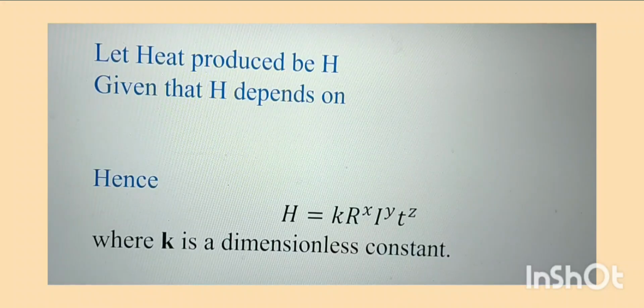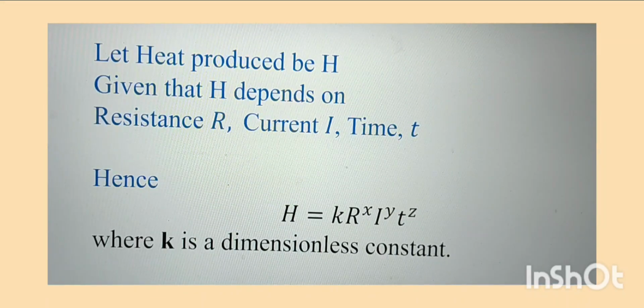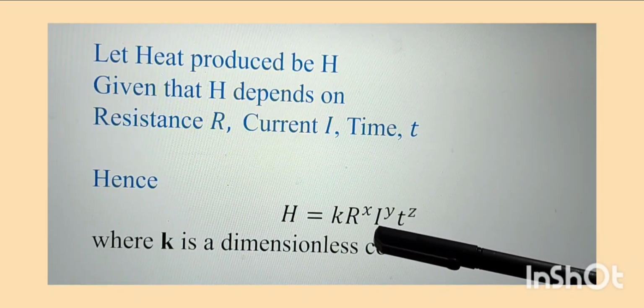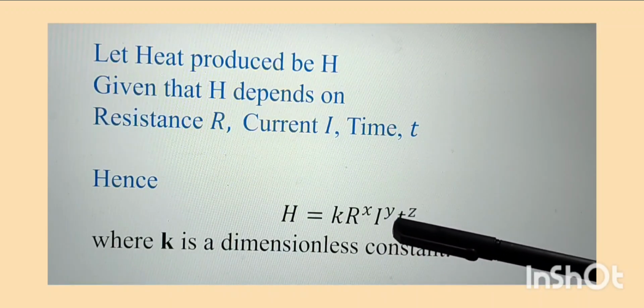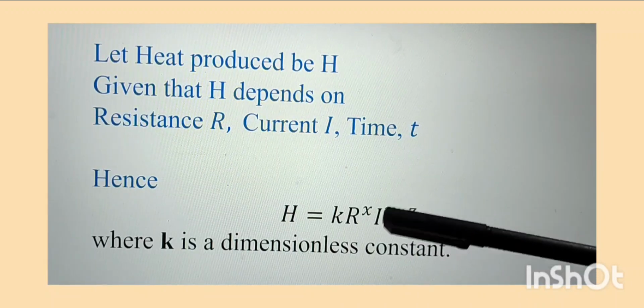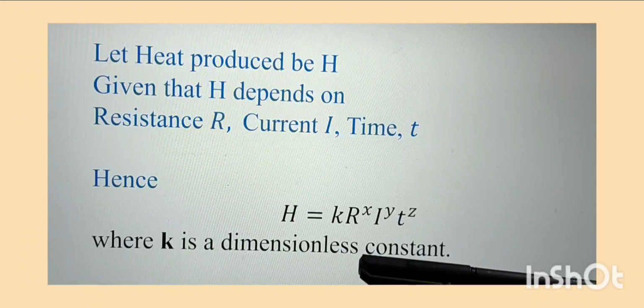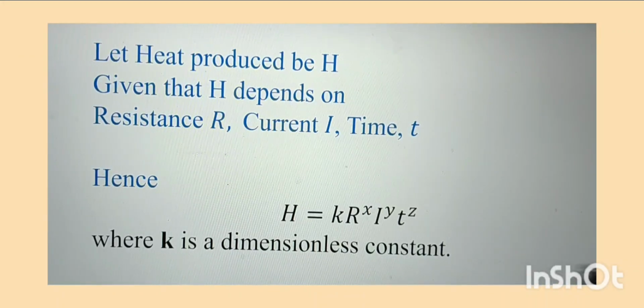So, here we consider heat produced to be H. Given that H depends on resistance R, current I, time T, the three factors. So, we can say H equals K R to the power X, I to the power Y, T to the power Z, where we don't know X, Y, Z, but we know that K is a dimensionless constant.